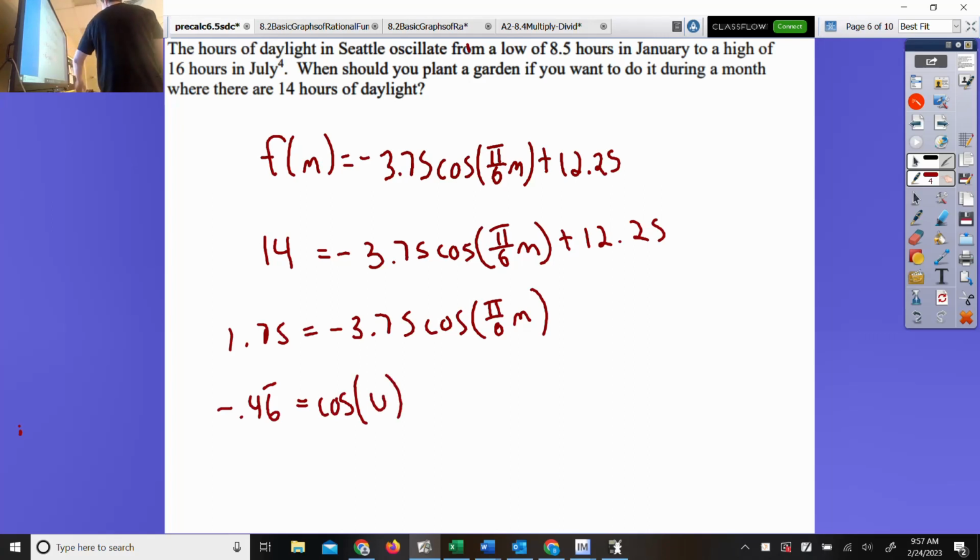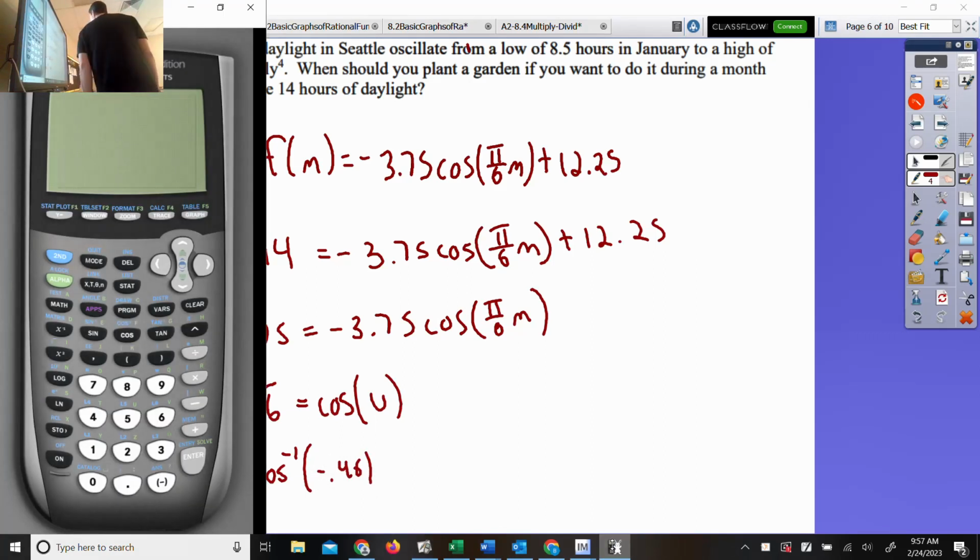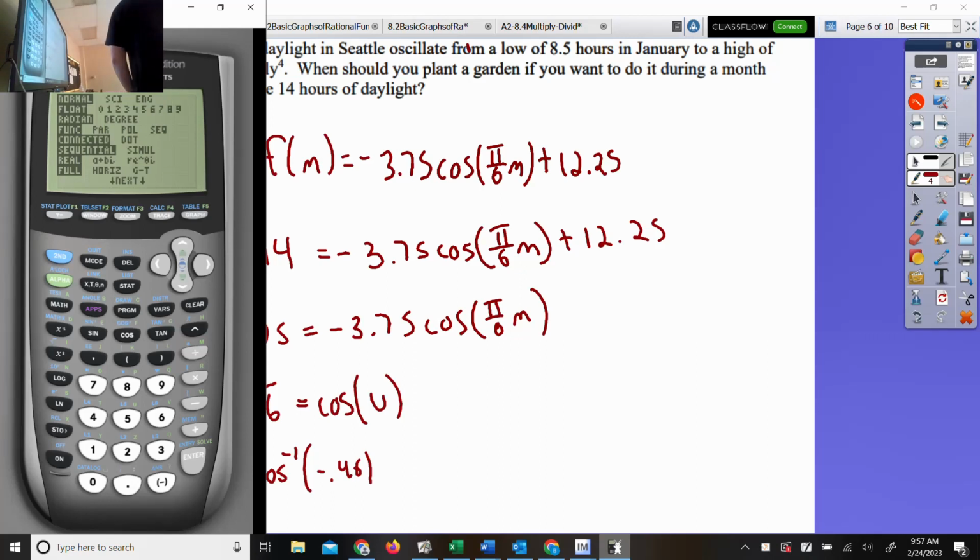Let's go ahead and make that cosine of u. The goal here is to figure out where cosine is negative 0.46. How do you do that? Arc cosine. So u is going to be the arc cosine of negative 0.46. Using an older calculator here, it should be in radian mode. Check it. Should be in radian mode. How do you do that? Hit the mode key.